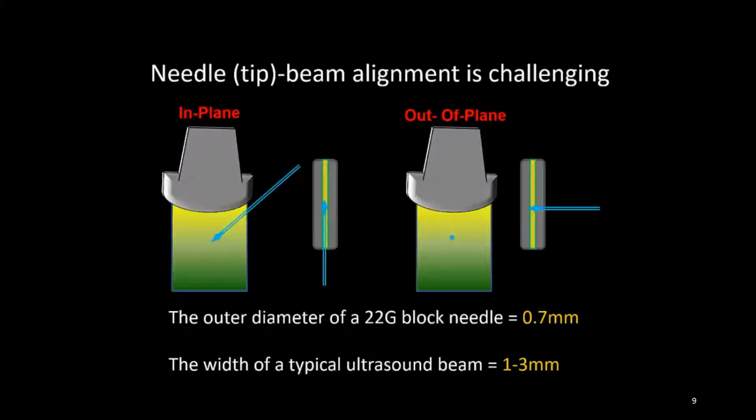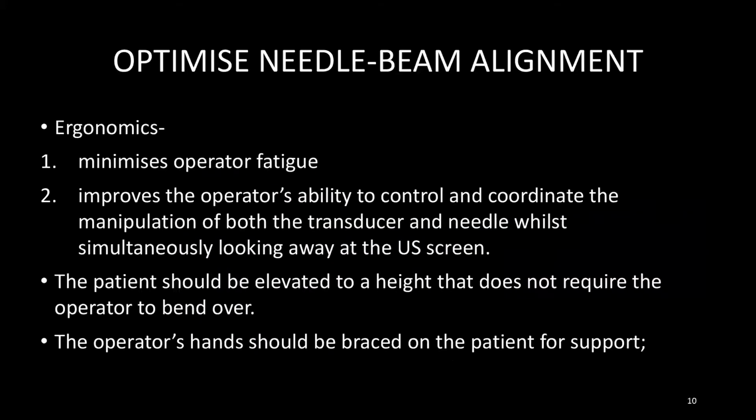So coming to needle tip or needle beam alignment, we consider the alignment of the needle and the ultrasound beam a very big challenge, because the width of a typical ultrasound beam is somewhere between 1 to 3 millimeters, while the outer diameter of a 22 gauge block needle is somewhere around 0.7 millimeters. So getting both of these structures in alignment is really a big challenge for newcomers like us. For this, we can always go for optimization of needle beam alignment.